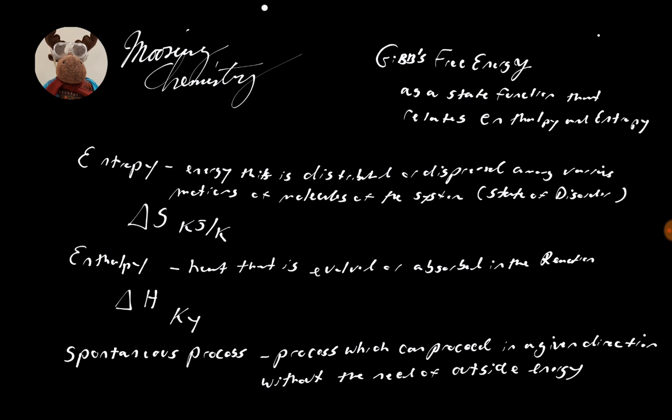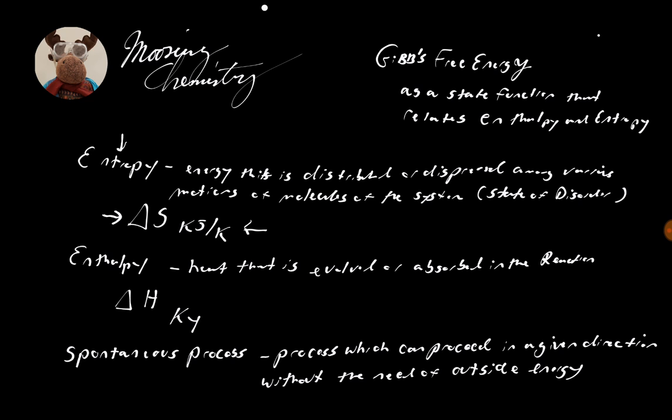So what is entropy? Entropy is energy that is distributed or dispersed among various motions of the molecules of a system. In other words, what is its state of disorder? It's denoted by delta S, and it is measured in kilojoules per Kelvin.